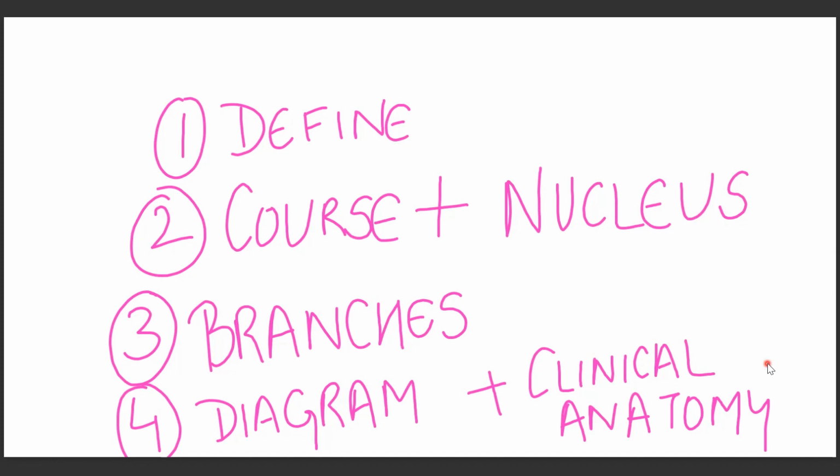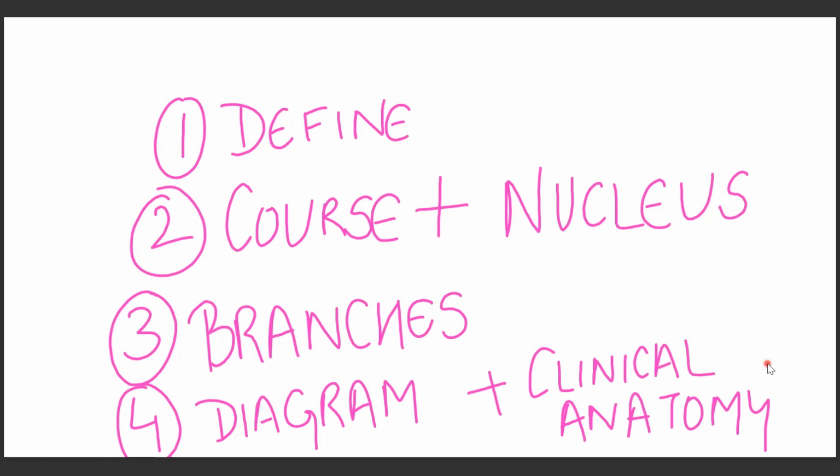Then comes the course of that nerve: from which foramen it comes out, into which canal it goes, which fossa, all that course we have to describe, and the nuclei involved. Then come the branches, and you have to explain each individual branch. When you describe the branches and the course, draw its diagram and write the clinical anatomy.